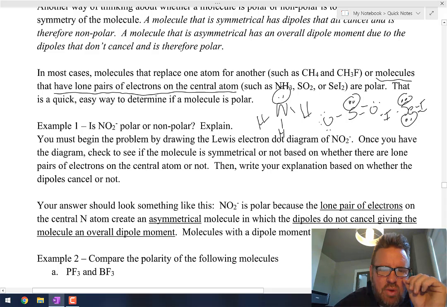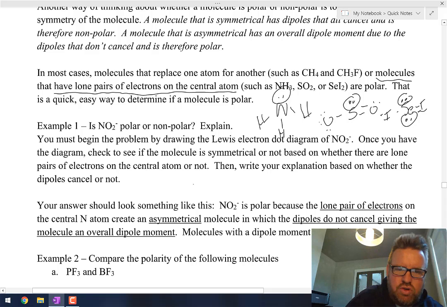Okay, so example 1. Is NO2 minus polar or non-polar? Explain. You must begin by drawing NO2 minus. So NO2 minus looks exactly like this.